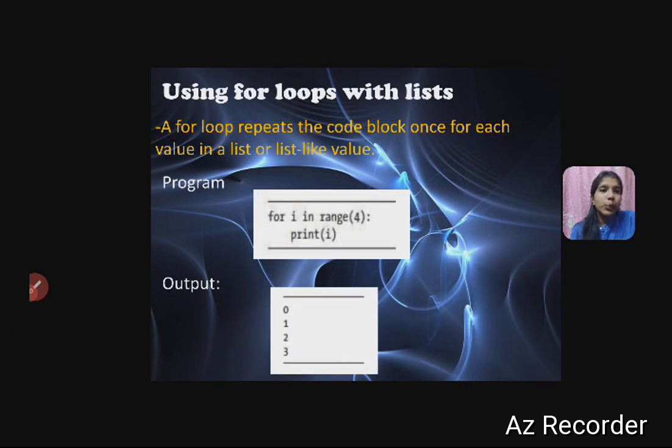Using for loops with lists. A for loop repeats the code block once for each value in a list or list-like value. So here is the program and the output, again an example for this.